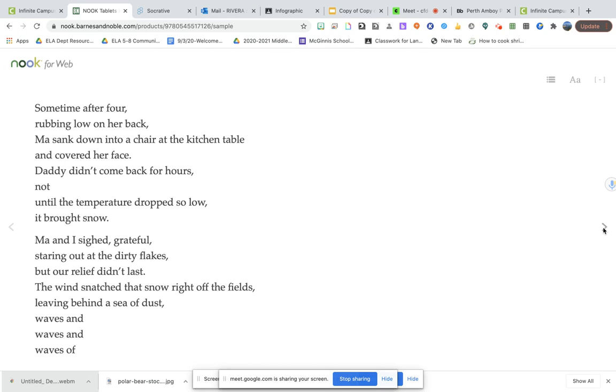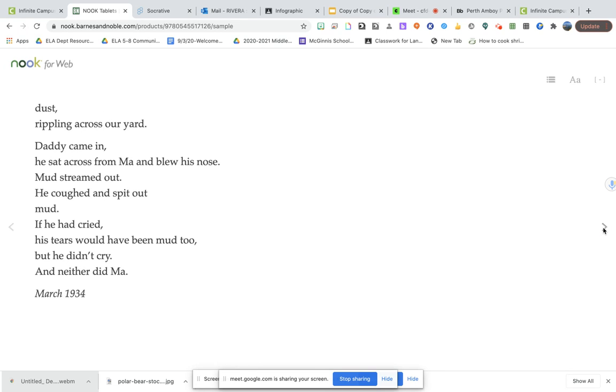But our relief didn't last, and then all of a sudden they're not happy, because the wind snatched the snow right off the fields, leaving behind a sea of dust. Waves and waves and waves of dust rippling across our yard. Daddy came in. He sat across from Ma and blew his nose. Mud streamed out. He coughed and spit out mud. If he had cried, his tears would have been mud too. But he didn't cry, and neither did Ma.